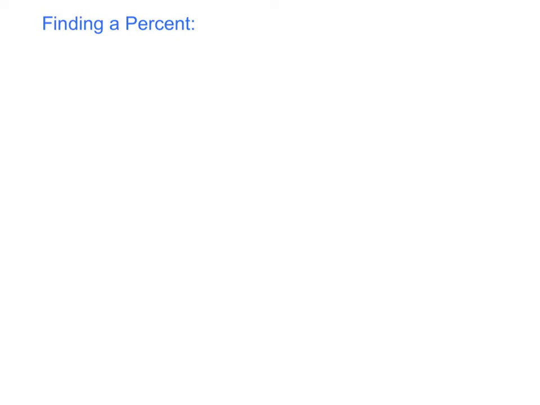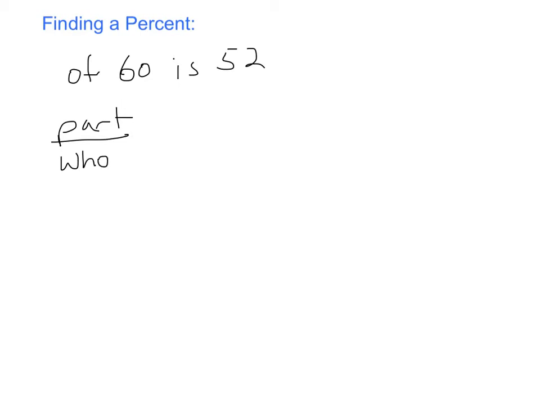Next, I want to find the percent given the part and the whole. Let's say I want to find what percent of 60 is 52. So I'm going to take this and set up my first ratio. Remember, the ratio is part to a whole. So in this case, it's going to be 52 over 60 is equal to the percent over 100. Since I'm looking for the percent, I'm going to change that to a variable, x.